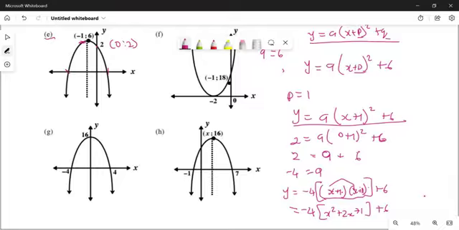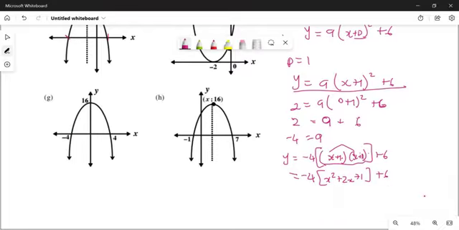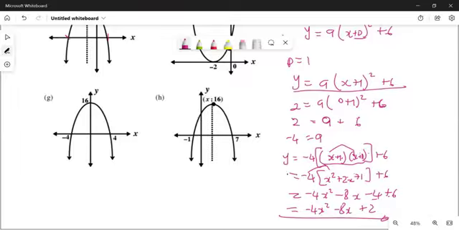Remember, we did this question when I showed you how to expand if you are given an equation in turning point form. How do you make it to be in standard form again? From here onwards, this one multiplied by this one, you have -4x squared. This one multiplied by this one gives us -8x. And -4 plus 6. Therefore, this is going to be our equation in standard form.